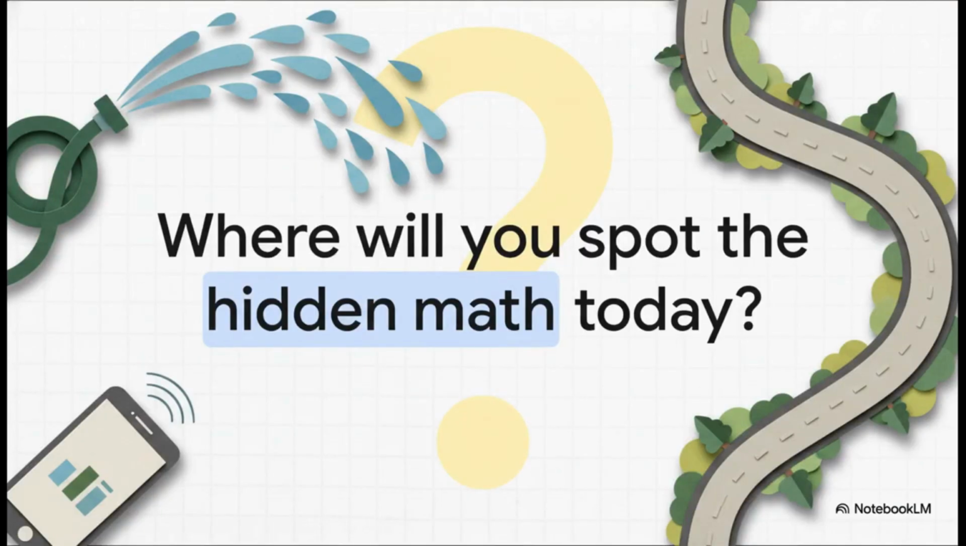So as we wrap up this explainer, I want you to really look around. The next time you're outside, check out the arc of a lawn sprinkler. Notice the changing volume bar on your phone, or feel the curve of the road you're driving on. Ask yourself, what invisible mathematical sentence is writing your reality right now?